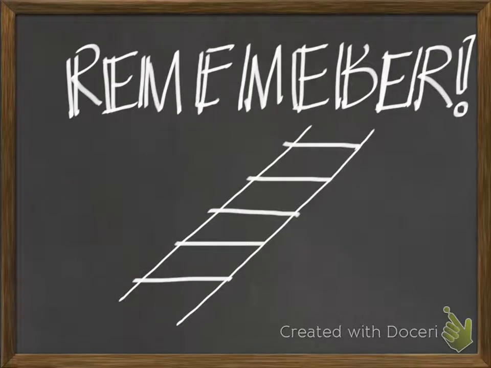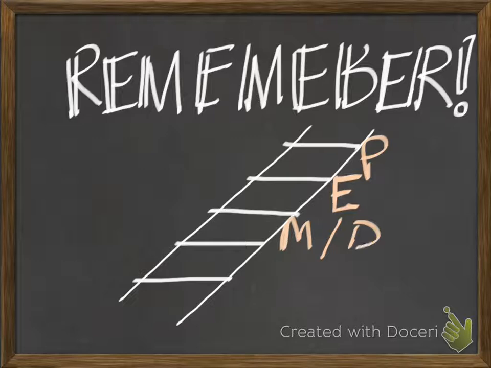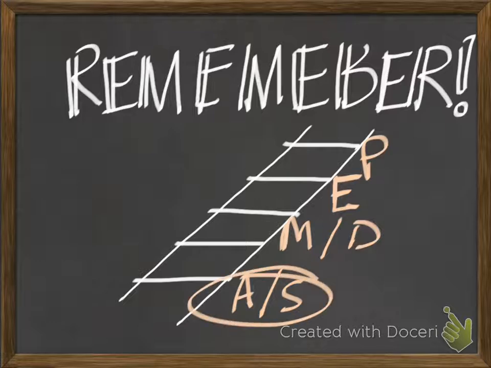So remember, PEMDAS is not so much a sequential order as there's levels. Do your parentheses up here, and then go down to your exponents, and then do your multiplication and or your division, and then do your addition and or your subtraction. That's a group, that's a group.